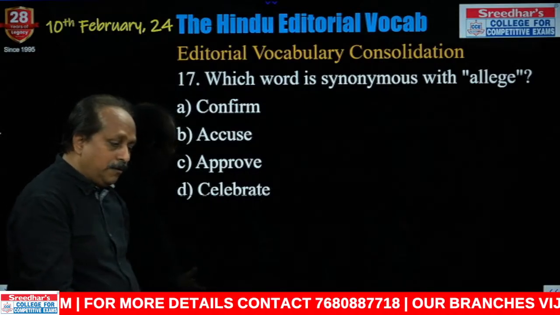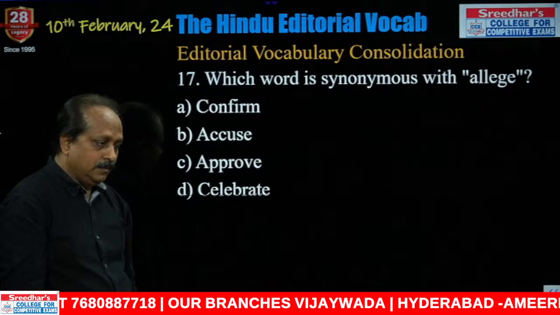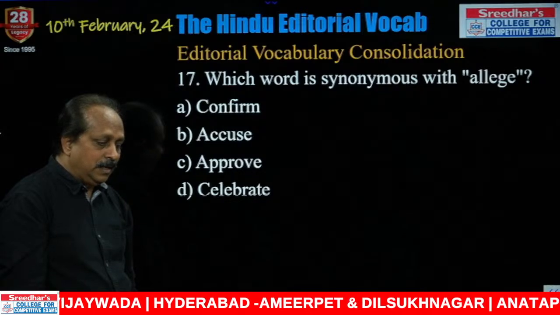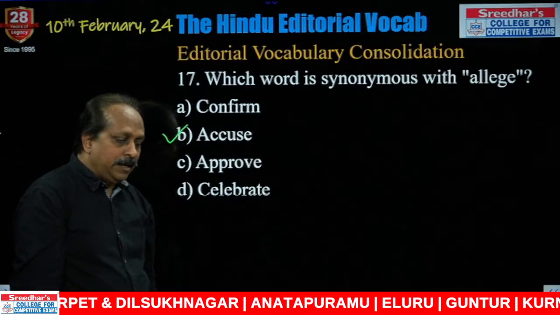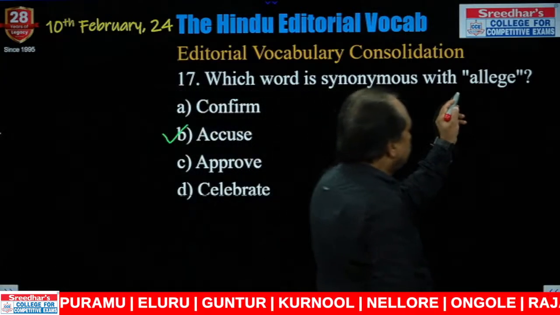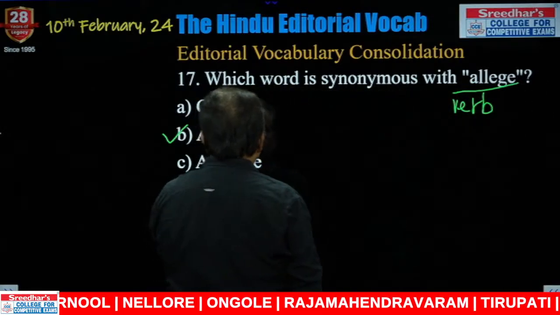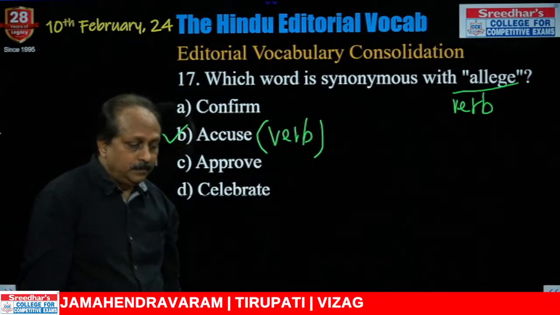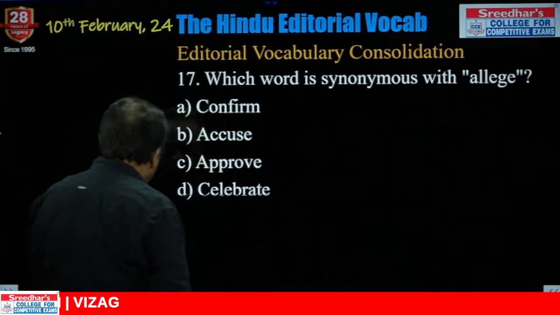16 over, 17 now. 17, Anand says a B. Very good, you got it right. Allege means what? Accuse, allegation, accusation. Allege is a verb, and accuse is also a verb. What is the noun form? Allegation, accusation. Let us go to the next one.